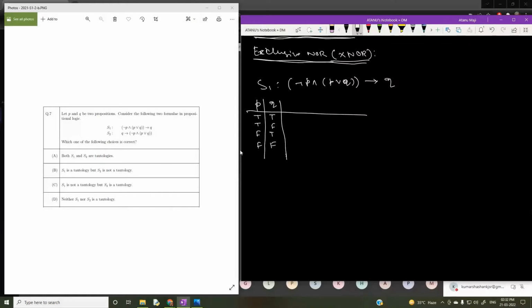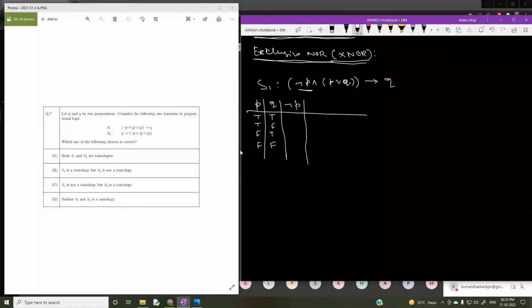After that, you have to check whether any negation symbols are there or not. You can see one negation of P is there. So make one column for that, negation of P. You know what negation of P is? Just the opposite of the column P. There was T, T, F, F, so we should take here F, F and T, T.